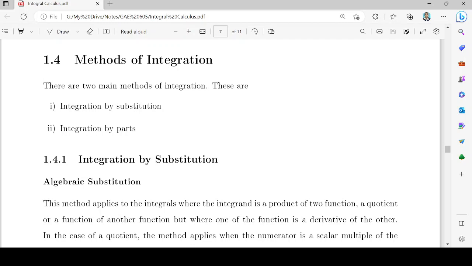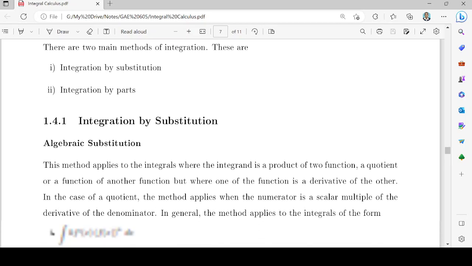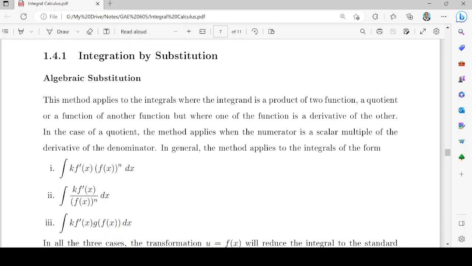In integration by substitution, we're going to discuss the algebraic substitution and also the trigonometric substitution. So the first one is the algebraic substitution. This method involves integrals where the integrand is a product of two functions or is a quotient of two functions. That is, we have a numerator which is a function of x and a denominator which is also a function of x. And the third case is where the function is expressed as a composite function.